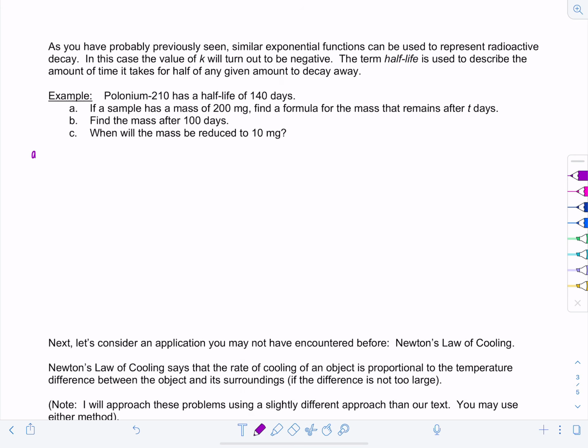Okay, well, I know it's going to follow the model y equals ce to the kt, and they actually told me c is 200, and the half-life is 140 days. So what does that mean? That means after 140 days, half the original amount will remain. So instead of 200 milligrams, I will have 100 milligrams.